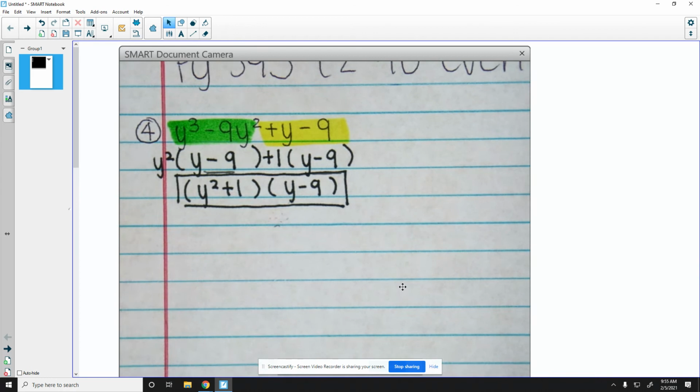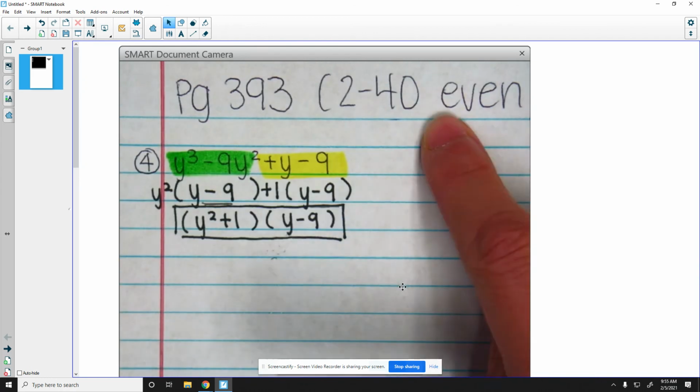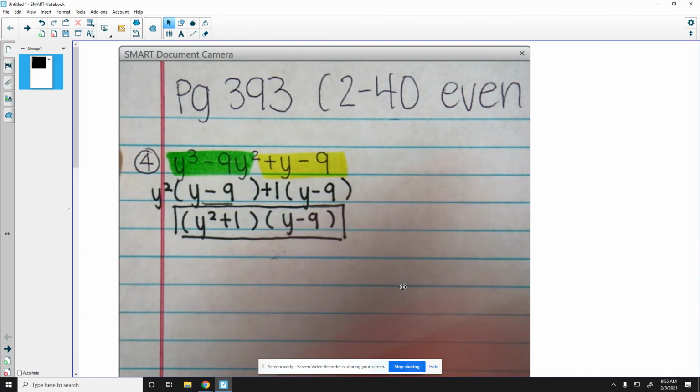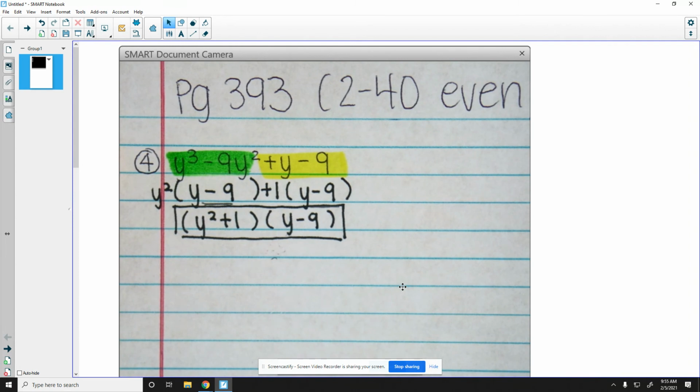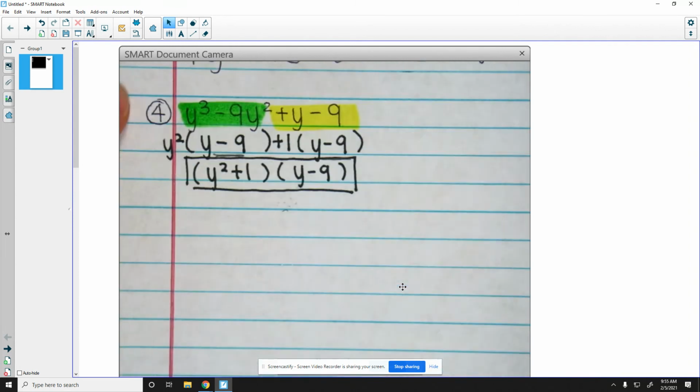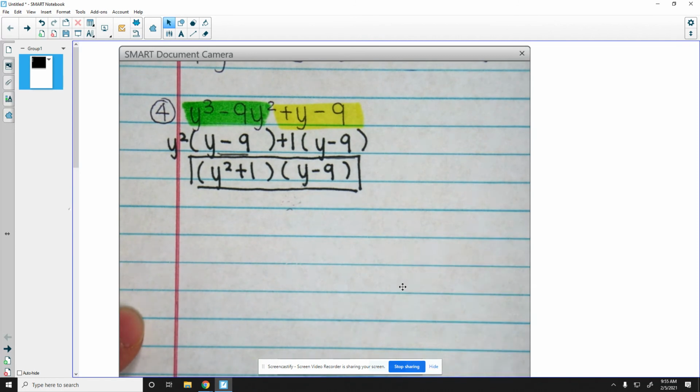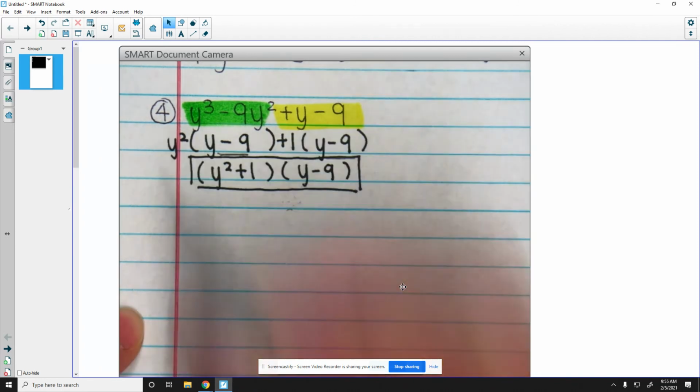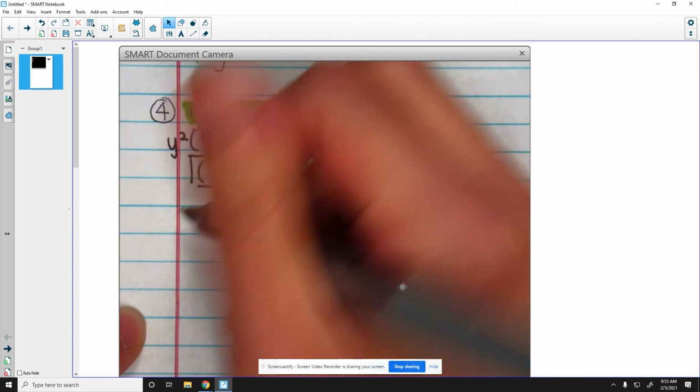So if I'm asking you to do numbers 2 through 40 even, but I didn't even do number 2, just put number 2 somewhere else on your paper. You don't have to write your problems in order. It's not a big deal. When I look at your submission, I'll just make sure that you have all the problems somewhere. So label them. This was number 4. The next one we're going to do is number 6.